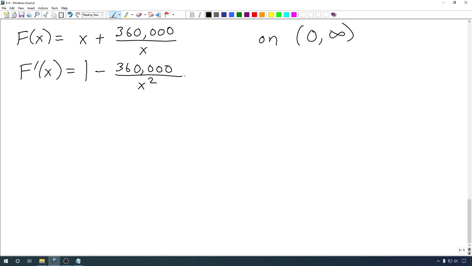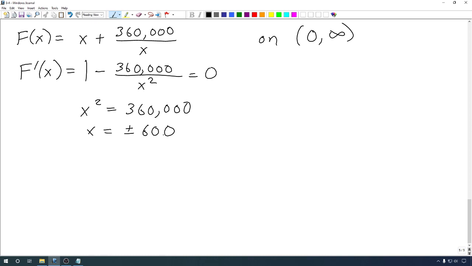When we look for critical points, we need to set this equal to 0. See what we get. That just means that we're going to have 1 is equal to 360,000 over x squared. If I multiply everything by x squared, I'm going to get x squared is 360,000. So that x is equal to plus or minus 600.